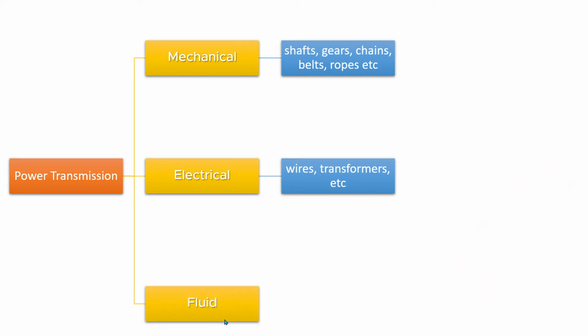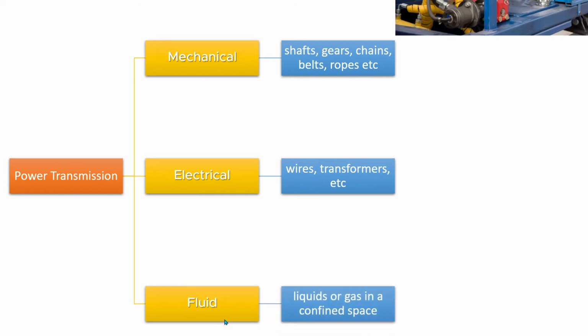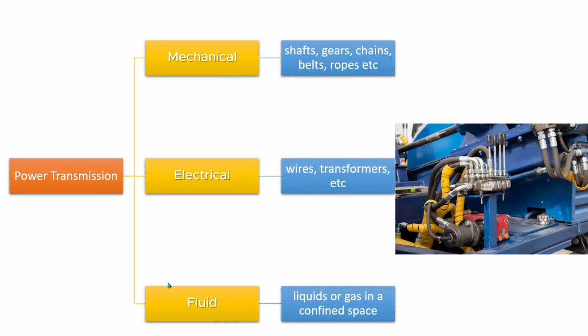Now we can also transmit the power using the fluid, which is called as the fluid power transmission. Now in this method we use various kinds of liquids, gases in a confined space. Now what do you mean by confined space? We will be using the various kind of pipes, we will be using the hoses to transmit the fluid pressure or fluid velocity or whatever the energy which is stored in the fluid to transmit to the second space.